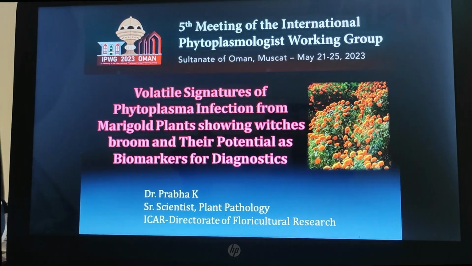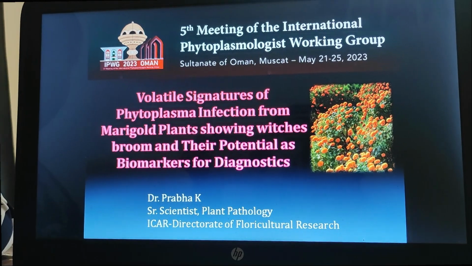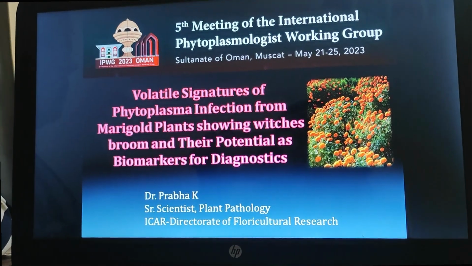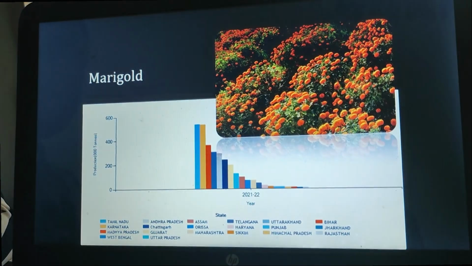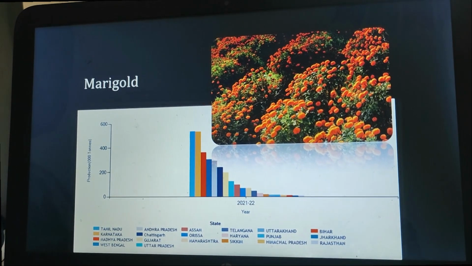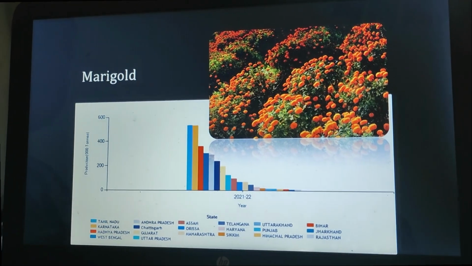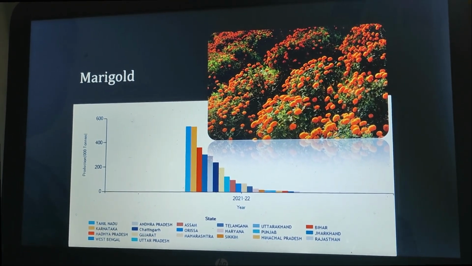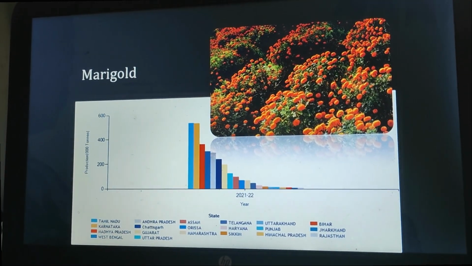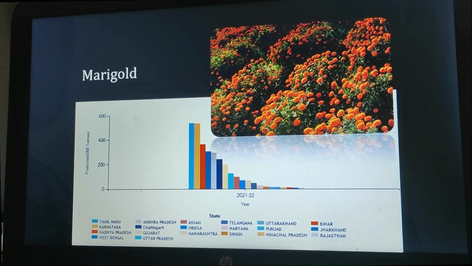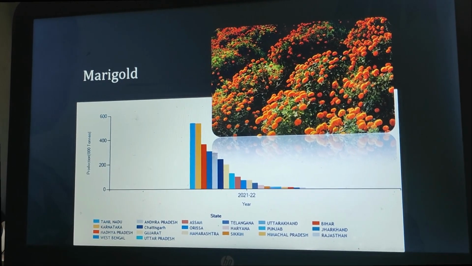I am going to present the work we have done to identify volatile signatures of Phytoplasma infection from marigold plants showing witch's broom and their potential as biomarkers for diagnostics. You all know about the marigold plant. Marigold is a very common plant in India, cultivated for its loose flowers in almost every flower growing area, covering most of the states in India, and it is part of each and every function and festival in India, and almost 600 million tons of flowers are produced per year in this crop.